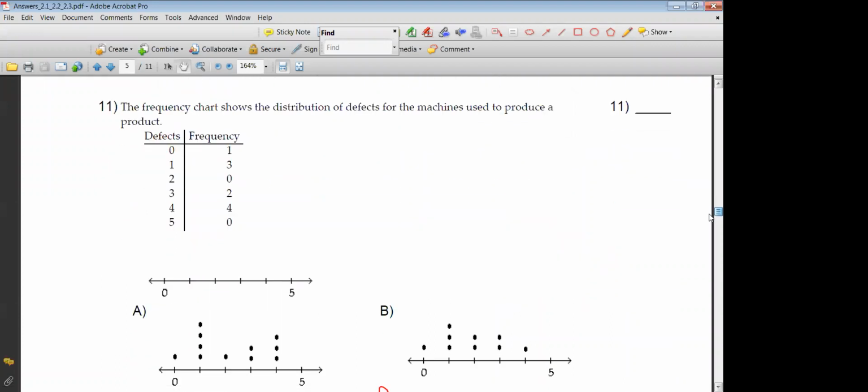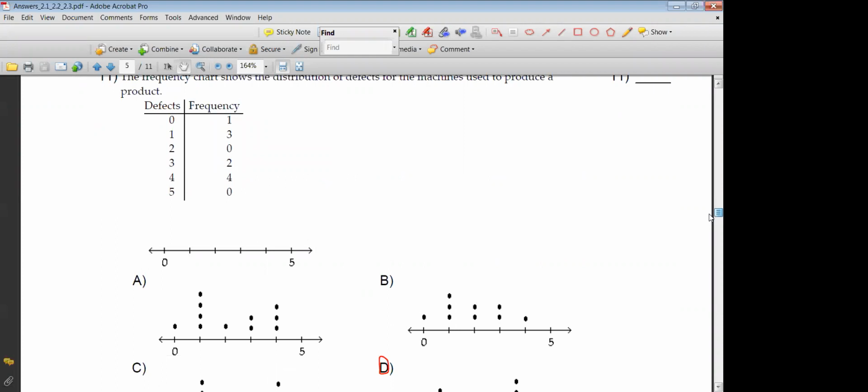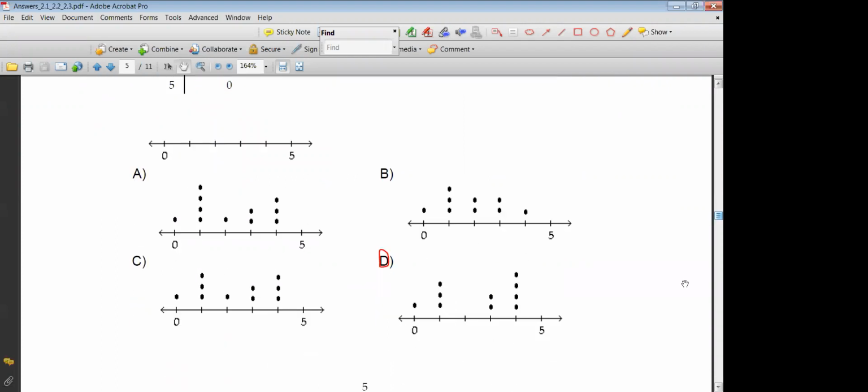Oh my gosh, same idea, except the data is given to you as a distribution. So I'm scanning them, and it's 1 dot over 0, letter B 1 dot over 0, letter C 1 dot.